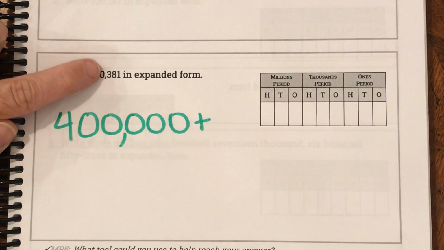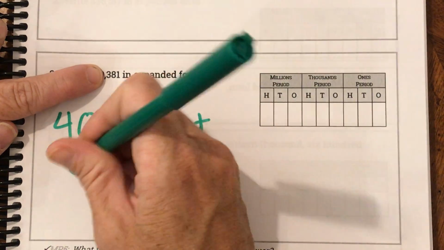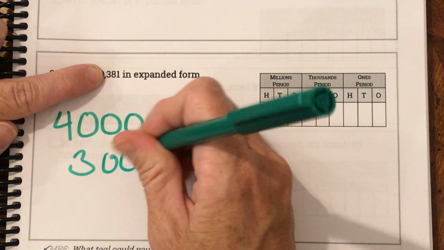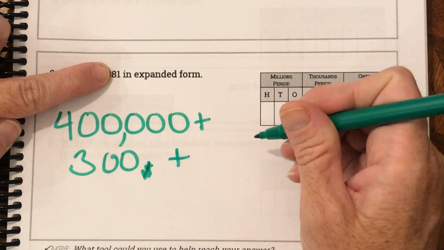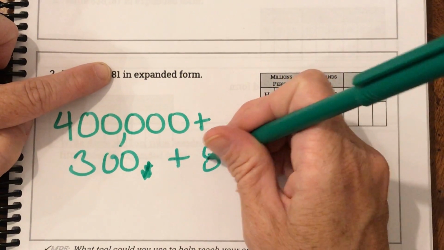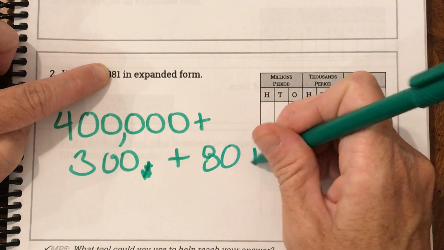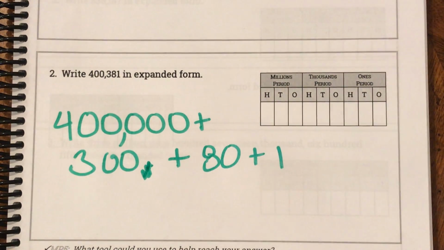Skip, skip. So then I have 3 with 1, 2 digits after it. Then there shouldn't be a comma there. Plus, then I have 8 with 1 digit after it, so it's 80, and plus 1. And that's how I would attack that one. So I use the place value charts if I need them, but I don't want to rely on them too much.